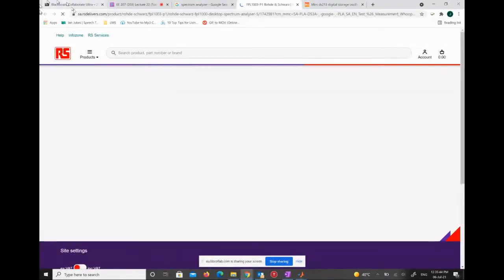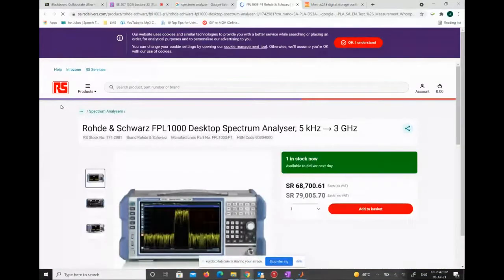By the way, you see this company, RS? This is a company that has a branch here. I don't know what RS stands for, but it's a company that has a branch here. And I have visited this company multiple times. One of them, in fact, was to buy an oscilloscope. But as I mentioned, at the time it was too expensive.